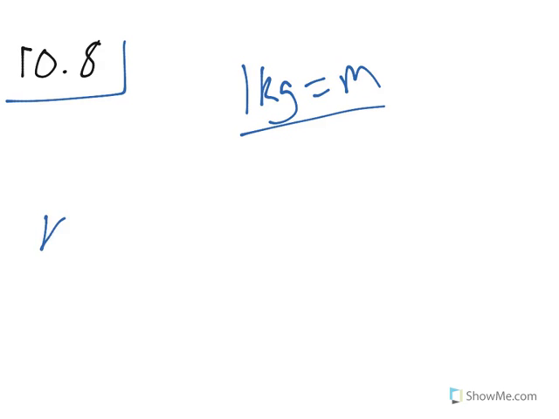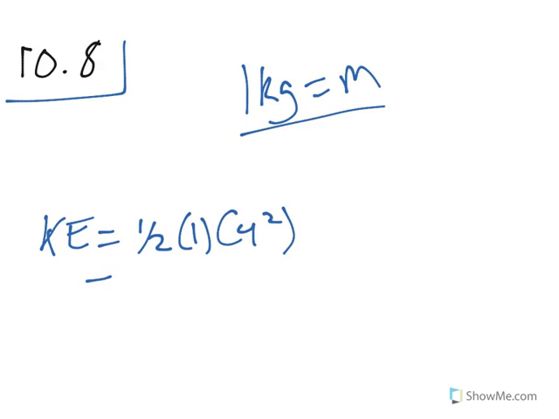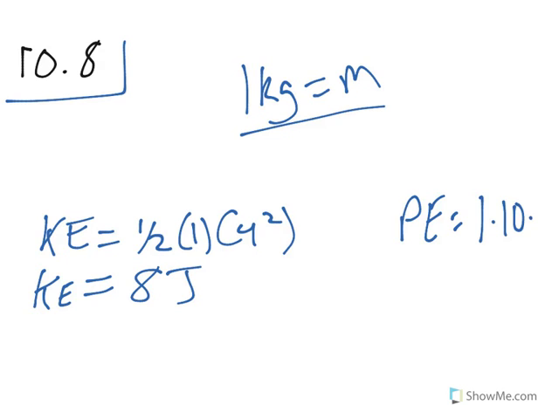So the kinetic energy of the puck when it's going would be equal to 1/2 times 1 times 4 squared, which would mean that it's 8 joules of kinetic energy. That kinetic energy is going to have to be transferred into potential energy. At the top of that hill, that puck would have a potential energy of 1 times 10 times 1, which would be 10 joules. So the potential energy at the top would be 10 joules.